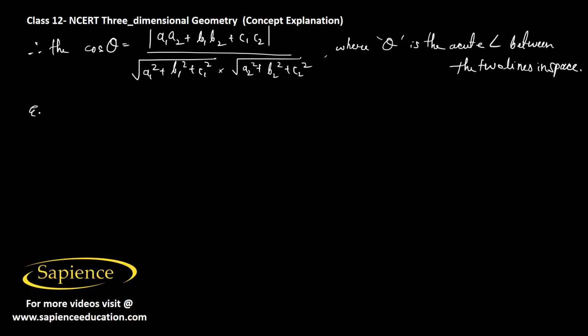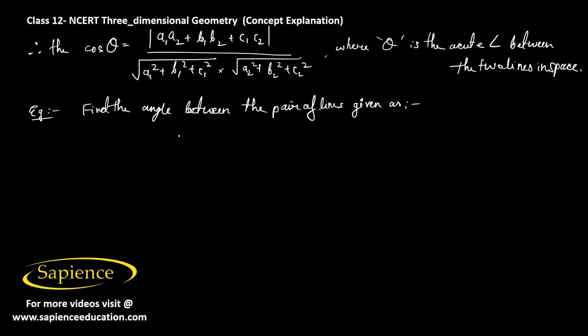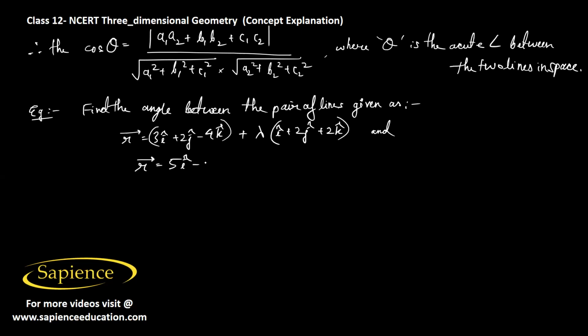Based on it, we can solve some examples. Suppose it is asked: find the angle between the pair of straight lines which are given as r vector equals 3 i cap plus 2 j cap minus 4 k cap, plus lambda into i cap plus 2 j cap plus 2 k cap, and r vector equals 5 i cap minus 2 j cap, plus mu into 3 i cap plus 2 j cap plus 6 k cap.